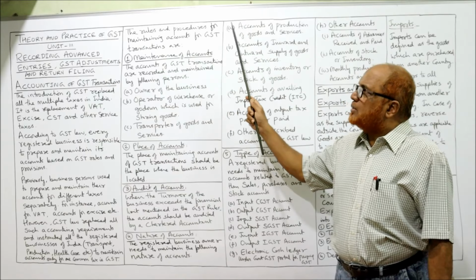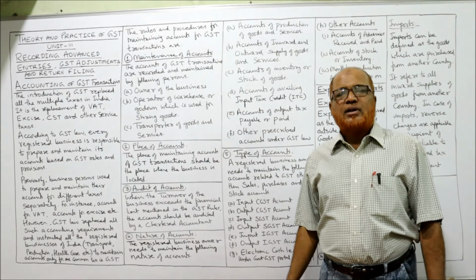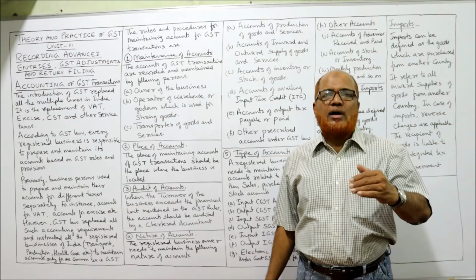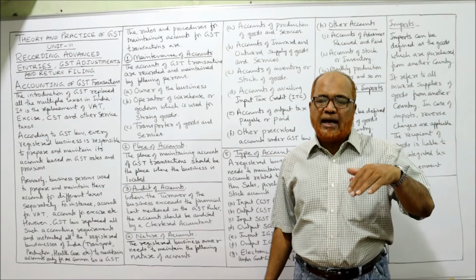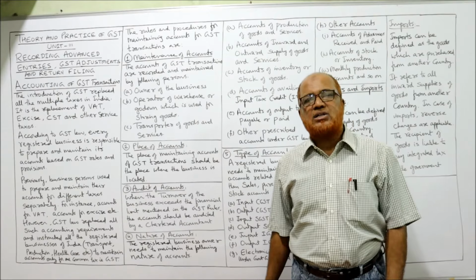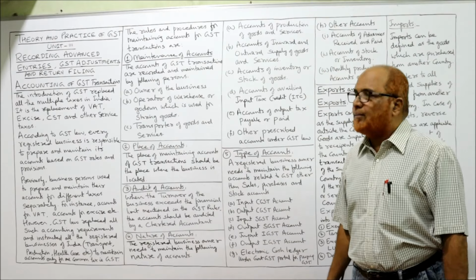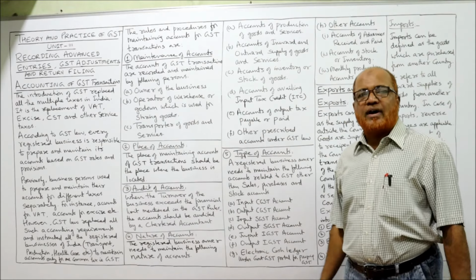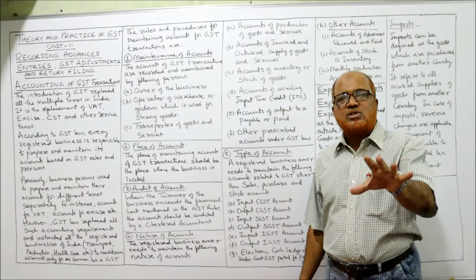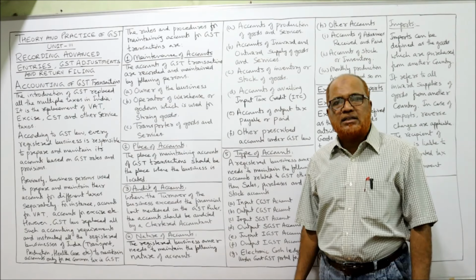Now, the rules and procedure for maintaining accounts for GST transactions are as follows. GST law has given some guidelines regarding how to record the transactions for the purpose of GST. So what are the rules given? The first, maintenance of accounts. It is the responsibility of the owner of the business to maintain the accounts.